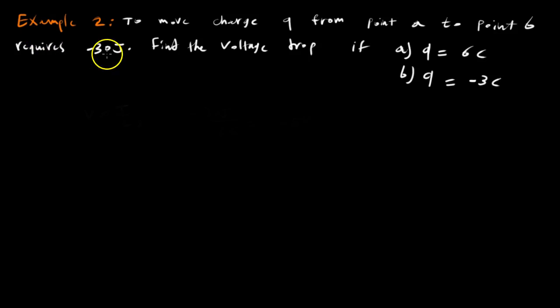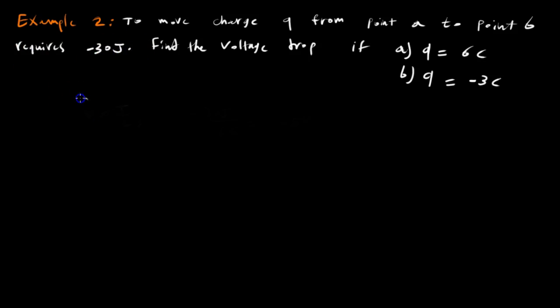Okay, in this example, it's a pretty elementary example, and it says to move charge Q from point A to point B requires negative 30 joules. Find the voltage drop if A, you have a charge of 6 coulombs, and B, if you have a charge of negative 3 coulombs. And remember, charges come in positives and negatives, so in two different varieties.